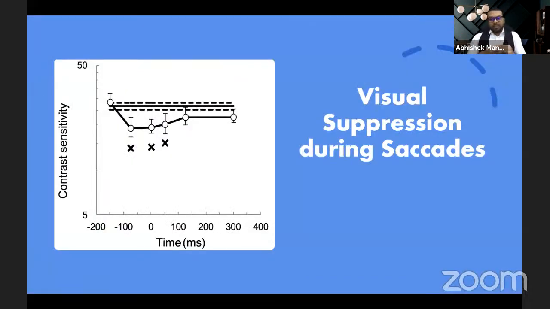So the visual suppression during saccades, and when I'm talking about saccades here, this is the vertical saccades, and this is from my PhD finding, that the suppression actually occurs near -50. As you can see, there is a drop here in contrast sensitivity of low spatial frequency. The solid line here is the static response. The dotted lines on the top and the bottom are both the 95% confidence interval.